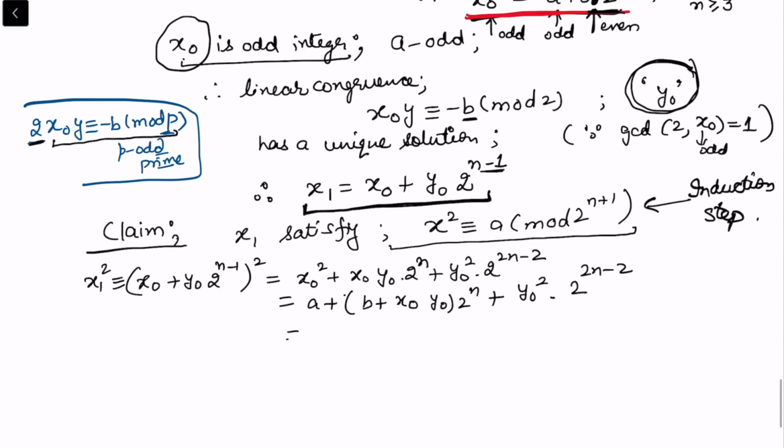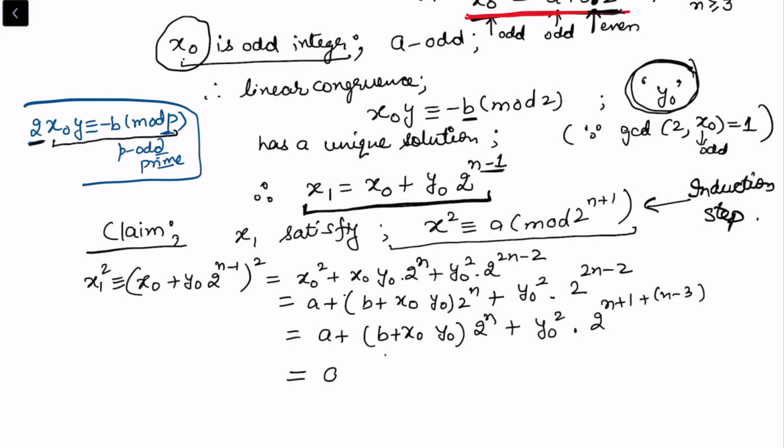Now I can again write this expression as a plus b plus x naught into y naught into 2 to the power n, plus this value I can write as y naught square into 2 to the power n plus 1 plus n minus 3, which is equal to a plus 2 into q into 2 to the power n plus y naught square into 2 to the power n plus 1 plus n minus 3, where this expression I have written here from this case. Let's call this delta.